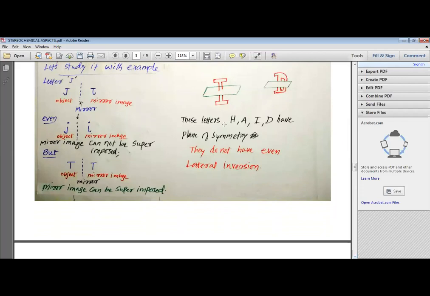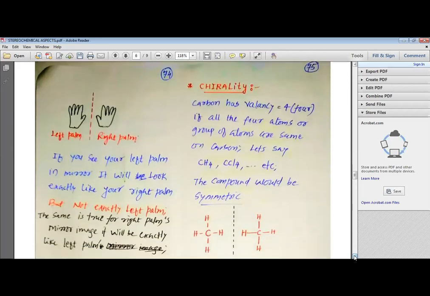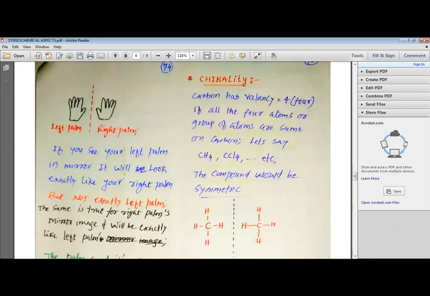So these letters H, A, I, D have the plane of symmetry. They do not have even lateral inversion. Their left side does not become right side. The right side does not become left side. Now you can see here, I have my two palms. You can even check it out by sitting there.